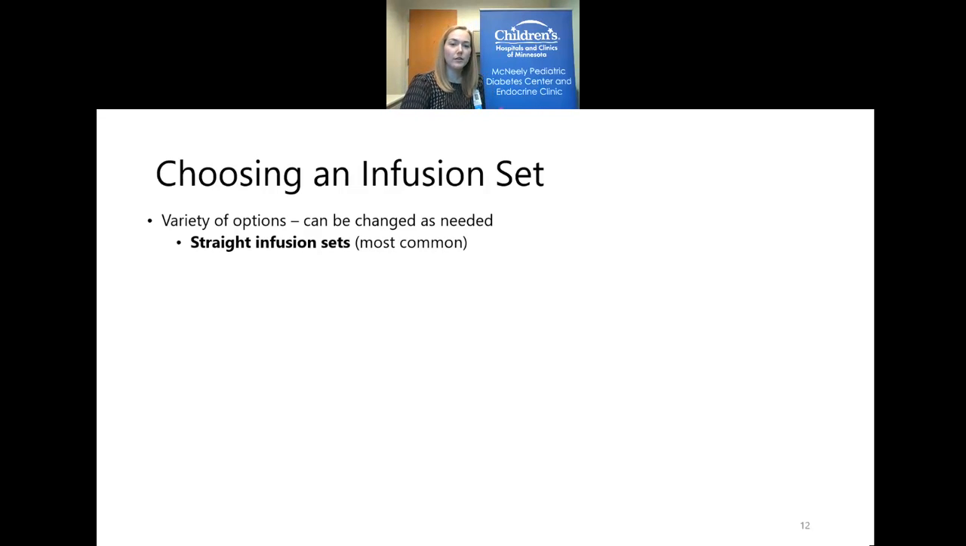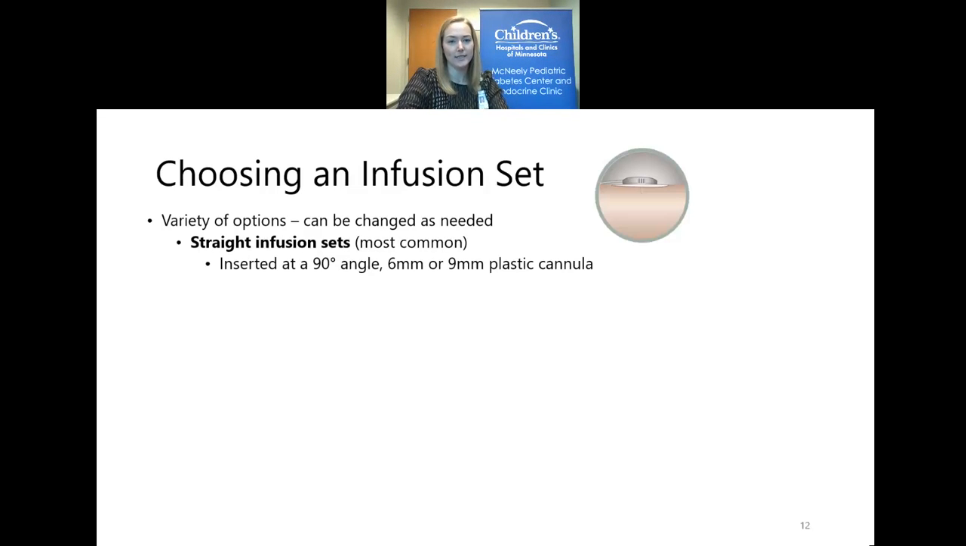Okay, so now what are the different types available? The first one and the most common one is a straight infusion set. This is the one that we were looking at in this image here, as well as the one I was holding up for you to look at. What a straight infusion set is, the cannula comes in at a 90-degree angle from that infusion set where it's connected to your body. So inserted at a 90-degree angle, cannula length is 6 millimeters or 9 millimeters, just depending how much fatty tissue you have. Most people use the 6 millimeter ones, and so this is a very common one to order. This is a plastic flexible cannula on the straight infusion sets.